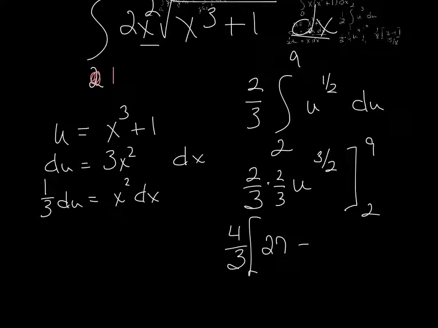Minus, if I plug in a 2, we're going to have the square root of 2 cubed. Okay, so the square root of 8, which is 2 square roots of 2. So here we're going to get irrational. And 3 will go into 27 9 times. 36 minus 8/3 square roots of 2, if you wanted an exact answer.